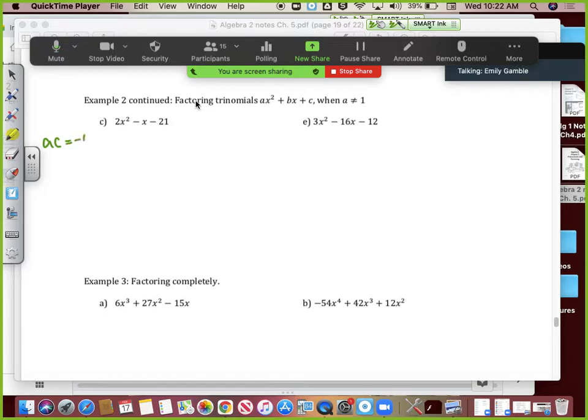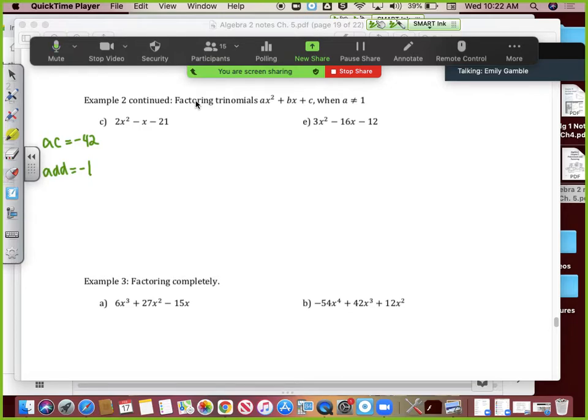So we're looking to multiply to be negative 42. And at the same time, we have to add to be a negative 1, because that's what the middle term is. The B number is going to be negative 1. So we're looking to multiply to get negative 42 and add to be negative 1. So what you should do now is list the factors of 42.